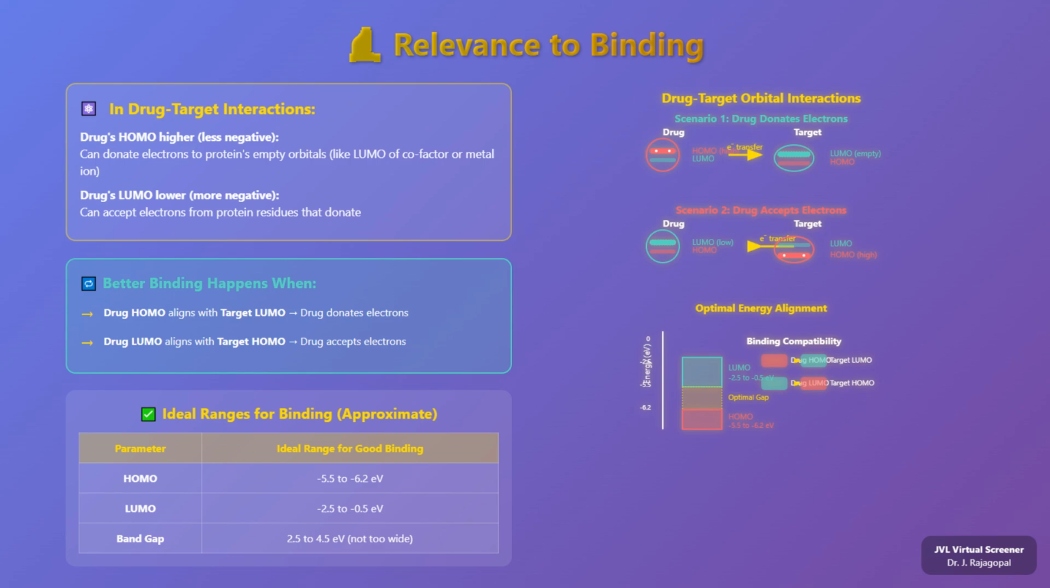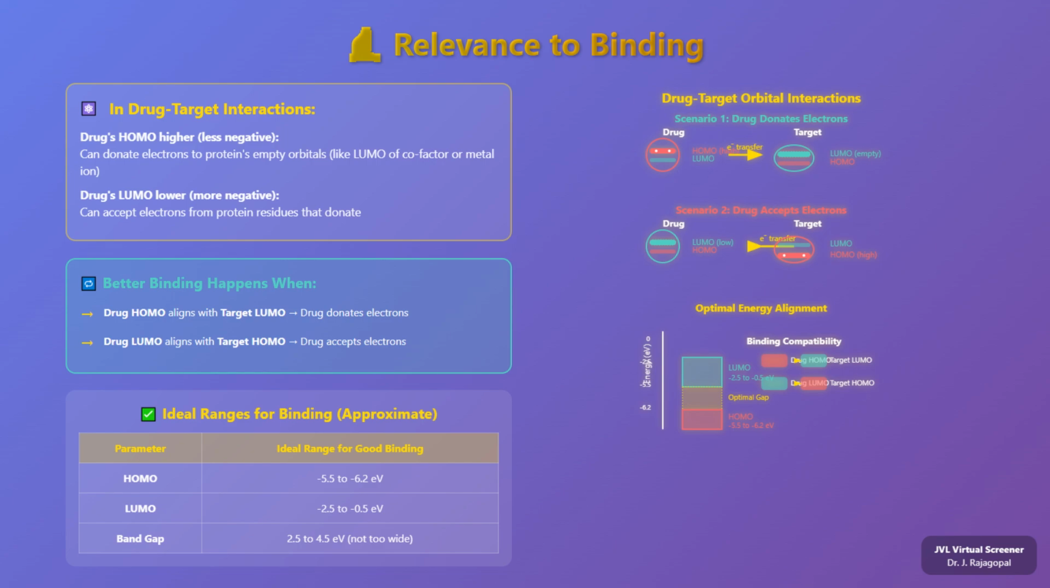For HOMO energy, the ideal range is -5.5 to -6.2 electron volts. Molecules in this range have excellent electron donating ability. For LUMO energy, the ideal range is -2.5 to -0.5 electron volts. This range ensures good electron accepting capacity. For band gap, the ideal range is 2.5 to 4.5 electron volts. This gap should not be too wide, otherwise the molecule becomes unreactive.